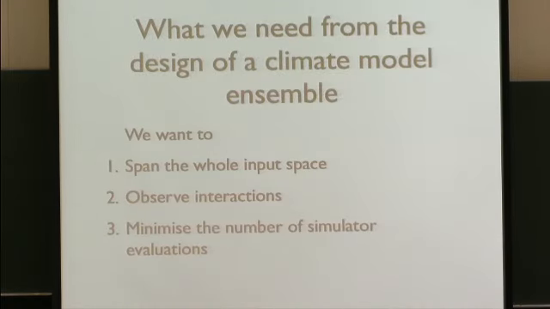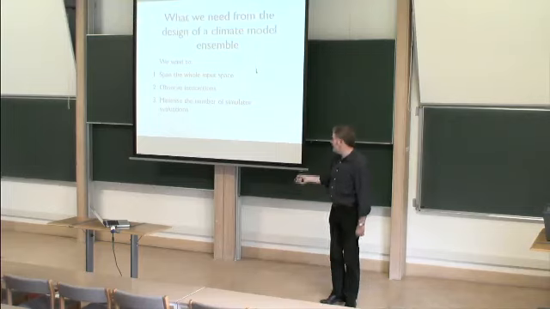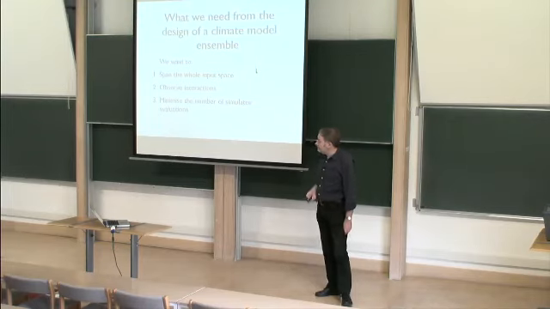So if we write down what we'd like our design to do, we would like to span the whole input space. We'd like to see all possible values. We'd like to observe these interactions, so we don't just want to be on the axes, we want to be out in space. And we'd like to minimize the number of model runs we do, because this is expensive. It could be incredibly expensive.